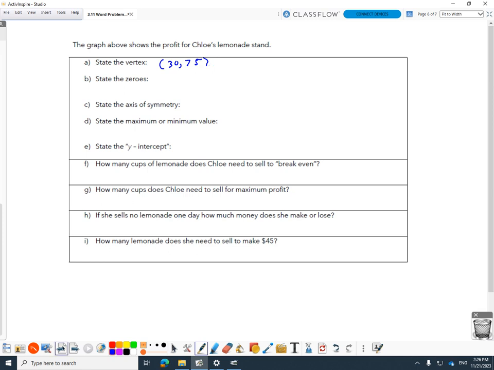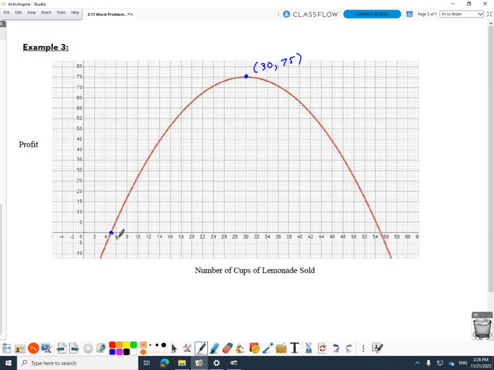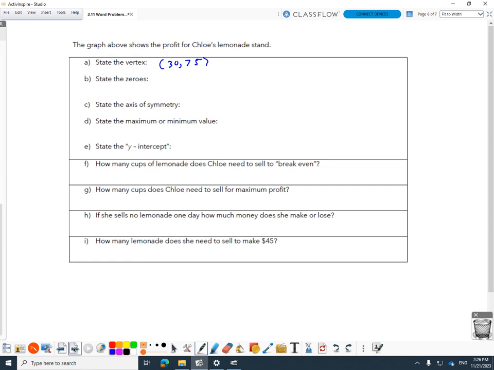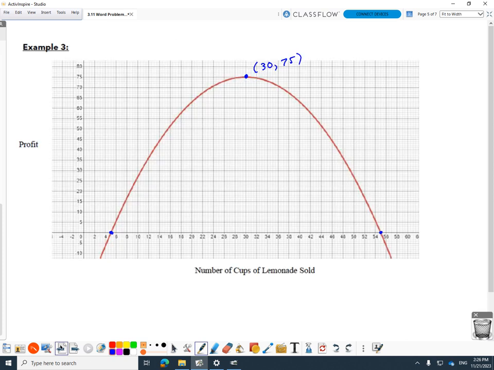Then it says state the zeros. Here they are, there and there. 4.5 and 54.5. These are important numbers for Chloe, because if she sells 4.5 cups of lemonade, she'll make zero profit, but at least it won't be negative. You say, well, what's zero? Well, zero's better than negative, let me tell you. Say, how can she sell 4.5? You're right, she can't. At 4 cups, she's still losing money. At 5 cups, she's now making money. Don't overthink 4.5. That just means it's somewhere in between.